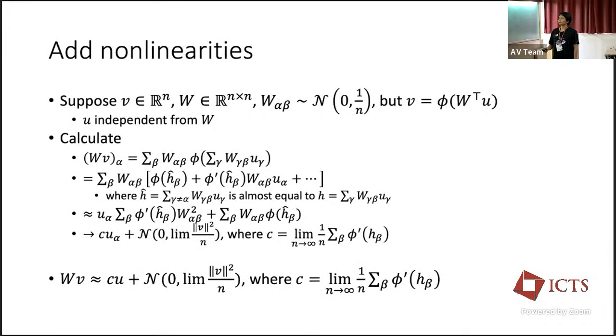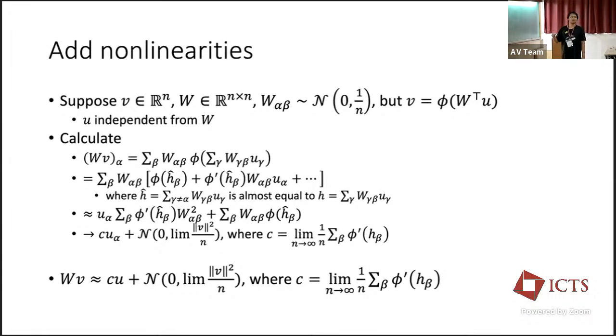Okay, so this is the summary. I mean, essentially the same thing as here. So again, WV is approximately, as n goes to infinity, a deterministic number times u, which is here, inside the nonlinearity, plus a Gaussian thing. Okay. All right. So this is like maybe 50% of the way there to the general case.